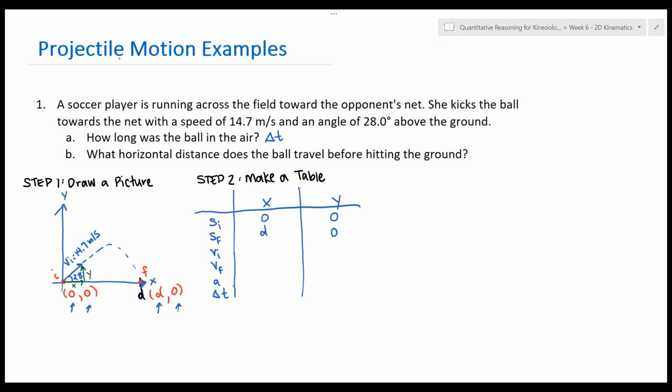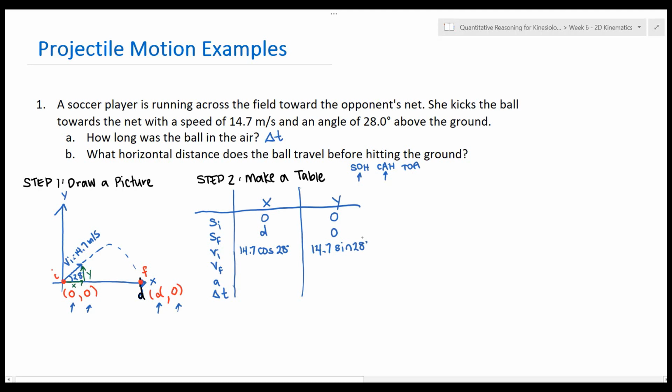Since it's the adjacent side, using SOHCAHTOA, that means we're using cos. So our V initial in the x is going to be 14.7 cos of 28 degrees. And for the V initial in the y direction, y is opposite of 28 degrees, so we're going to use sine. I'll just write out SOHCAHTOA here. When you're looking for the adjacent side, you use cos. That's what we did for the x component of the initial velocity. When you're looking for the opposite side, you use sine. So it's going to be 14.7 sine of 28 degrees.